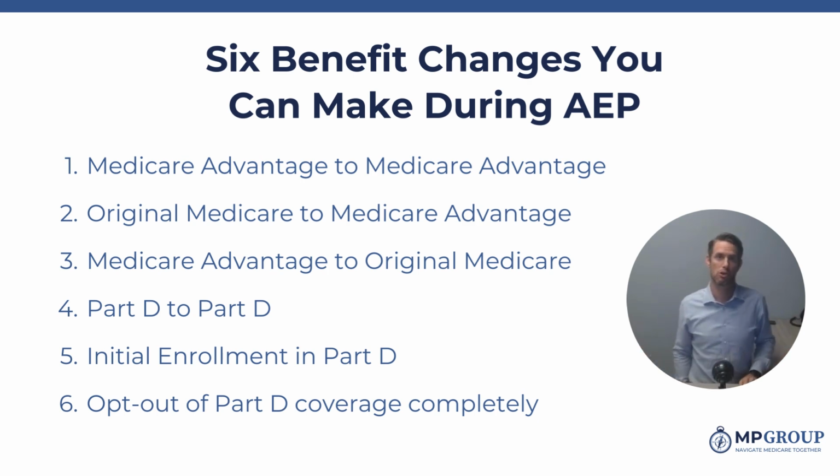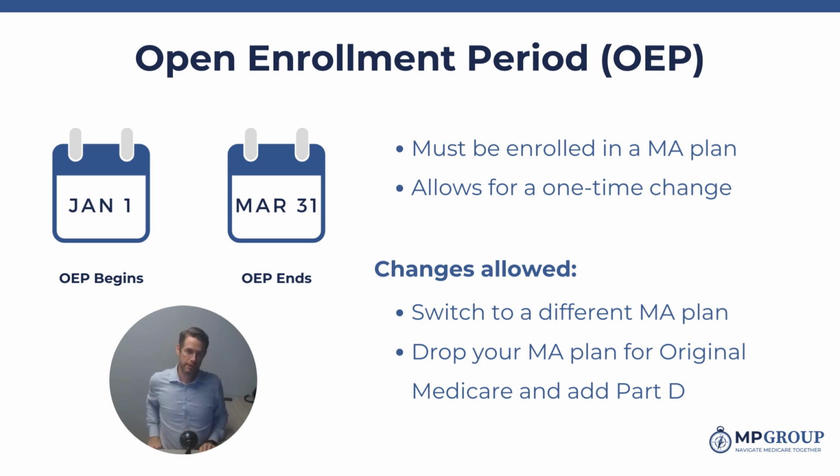Maybe you missed your enrollment period for special enrollment on Part D because you only had a 63-day window after your employment ended and you missed it. Well, that makes a lot of sense. You've got to wait until annual enrollment to take care of that later. The open enrollment period. So Medicare Advantage open enrollment. This is from January 1st through March 31st.